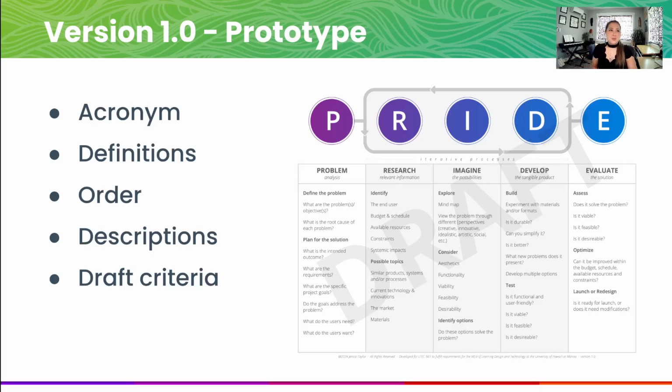Another one of the options was write, WRITE, where the first phase was what do I want to see happen, and then research, imagine, test, and then evaluate. I think it would have worked, but pride I think works a little bit better. I had to develop what were the definitions for each of these phases, like what did they embody, and then what order did I want them to be in, to describe each of those phases, and then what's the criteria, like what are the questions that we need to ask in each of these phases.